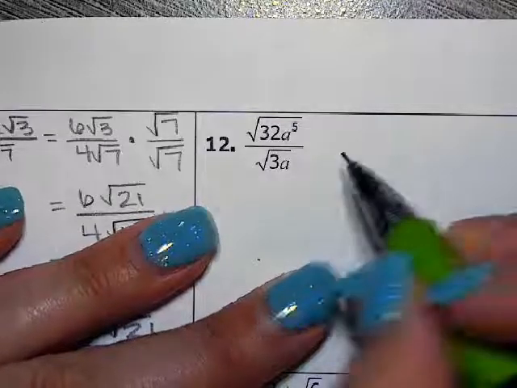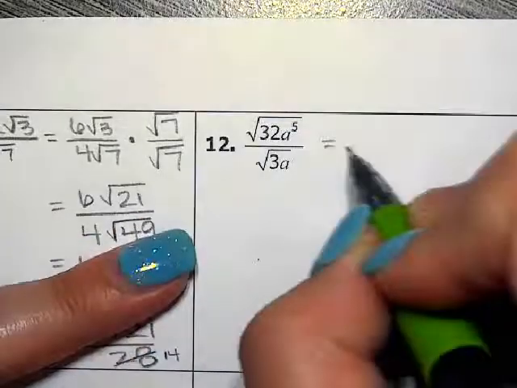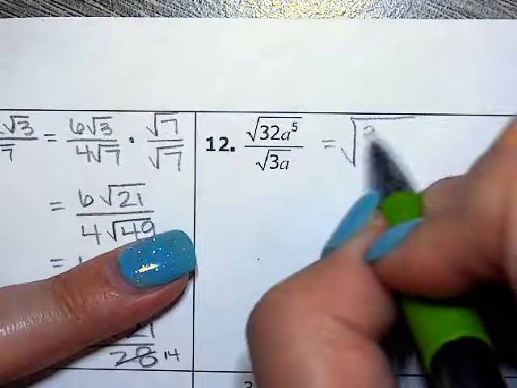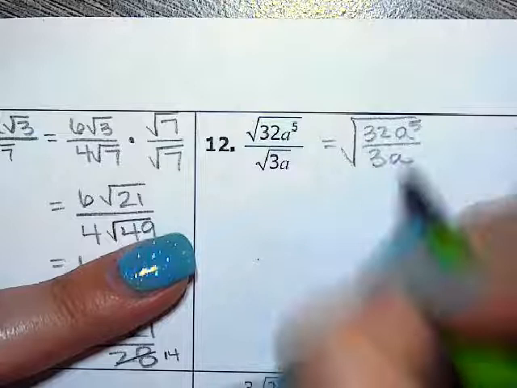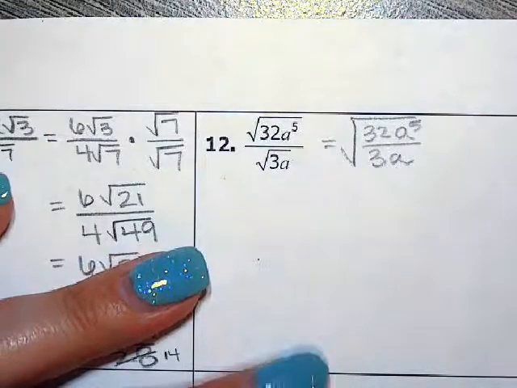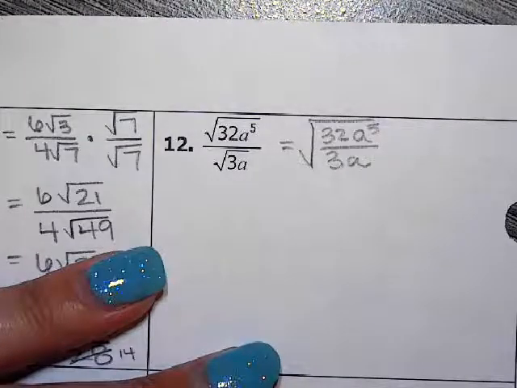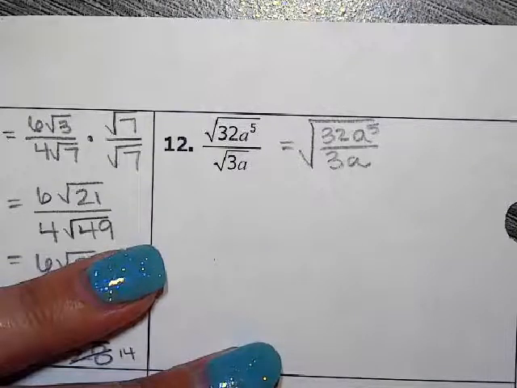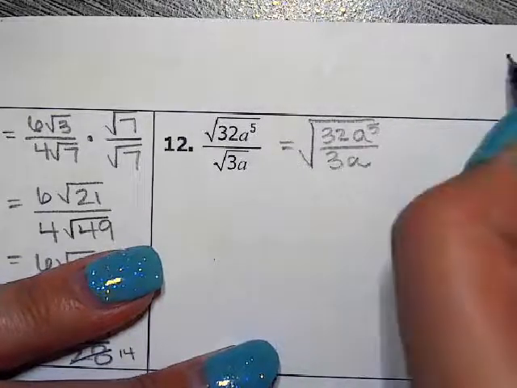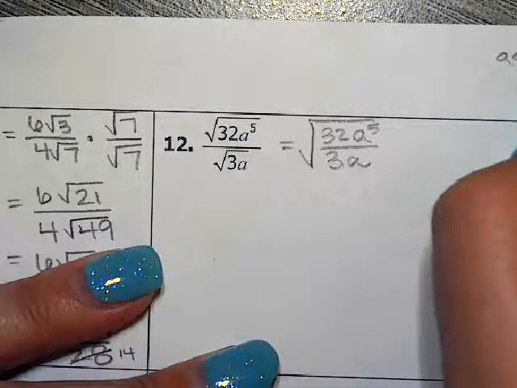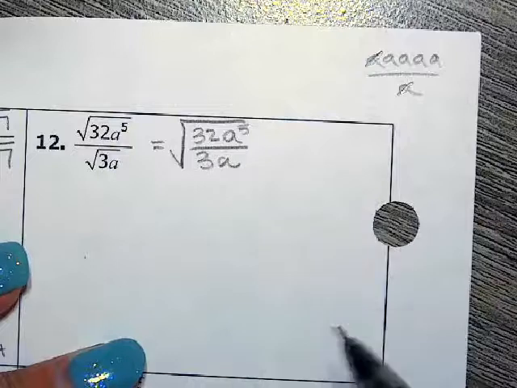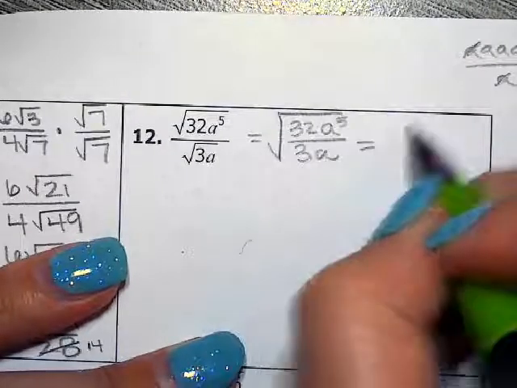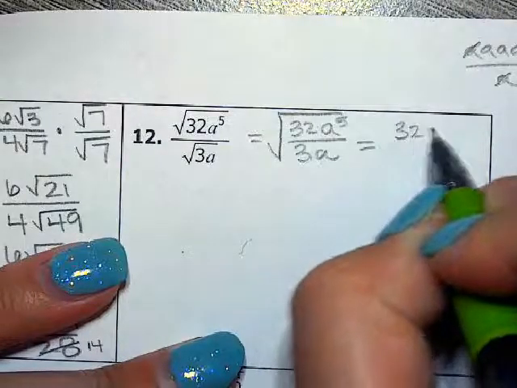32a to the 5th over 3a, right? Because that's one of the things we could do. And so we could reduce the a's, right, to get it started. So let's go ahead and do that. So we have a to the 5th over a. Oh, I wrote that where you couldn't see it, sorry. So that cancels. So that's a to the 4th. Okay, so that means we have 32a to the 4th on top, and then 3 on bottom, and square root over that whole thing. And so now we can kind of break it back down.